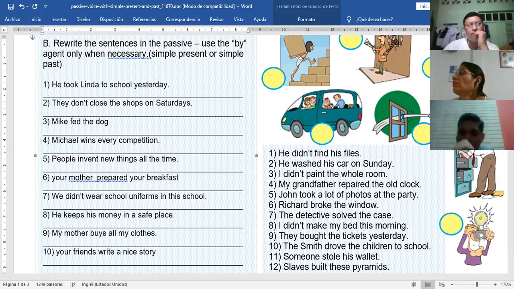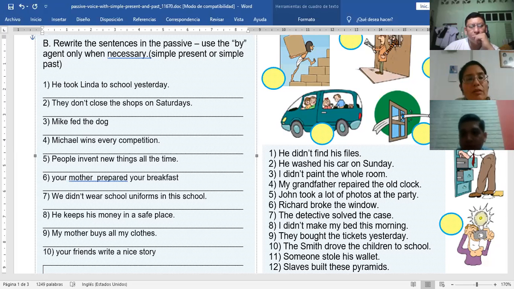Michael wins every competition. Walter? No? I guess not. Hello, hello. Tell me, Walter. I'm sorry. Every competition is won by Michael. Okay, very nice. Rocio, can you do number five? Rocio, your microphone is off. People invent new things all the time. In the passive, new things are invented by people all the time. Perfect. Thank you. Rocio, number six.